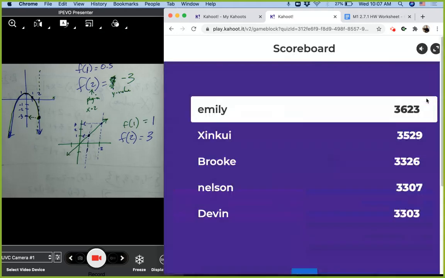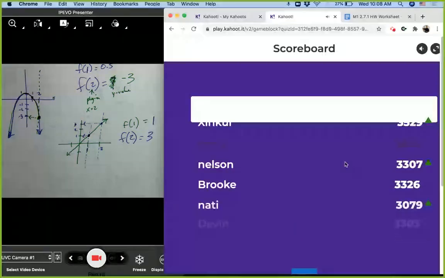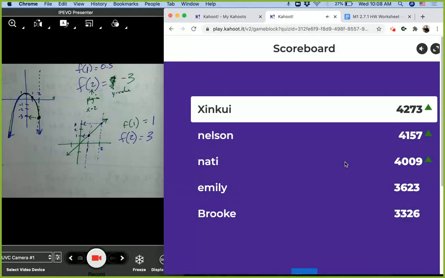I think the next one is similar. Let's see who's ahead. Oh, Zinqui, Nelson, Nati on the board. Emily, Brooke. All right, Nati, you got to get first place, man.